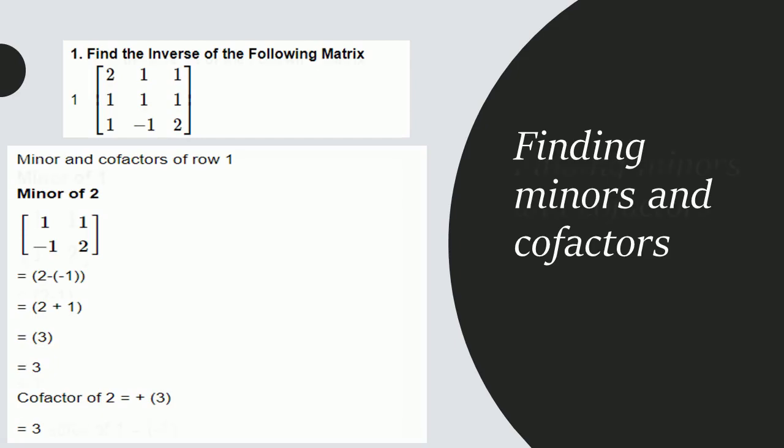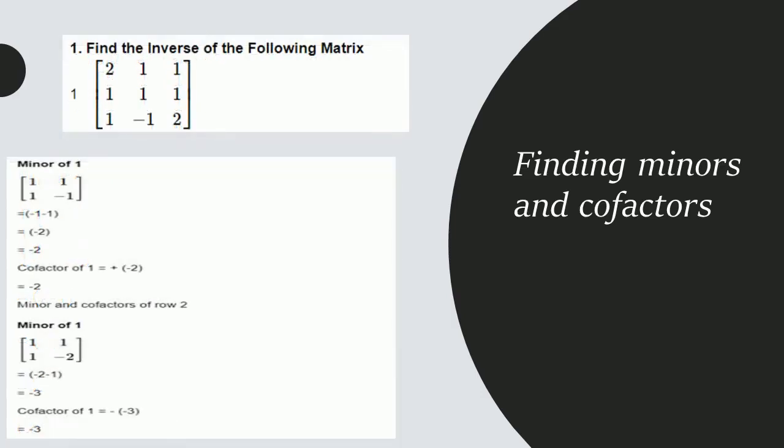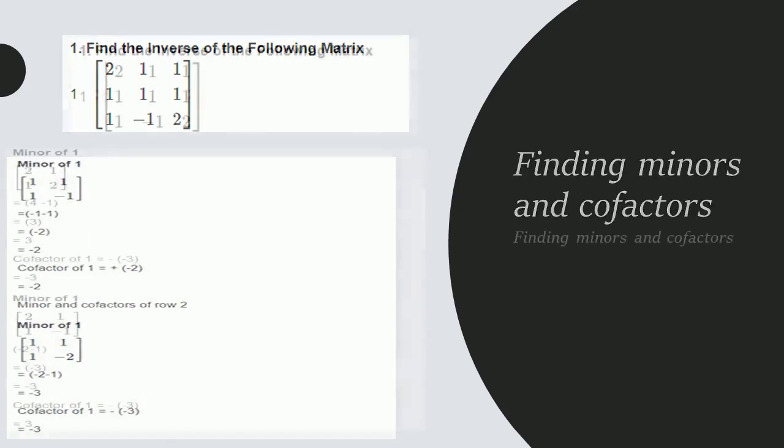Now, we did the minor of 2, and we'll do the same for 1. Eliminate the row and column, and 1 1 and 1 2 remain. When you get your answer, you add the sign. So this 2 minus 2 is supposed to be 1. I don't know how these errors are coming in. So the cofactor of 1 is minus 1. Then the third one, you can see. So we were done with the first row, and we'll go to the minors and cofactors of the second row, and you go through the same process.